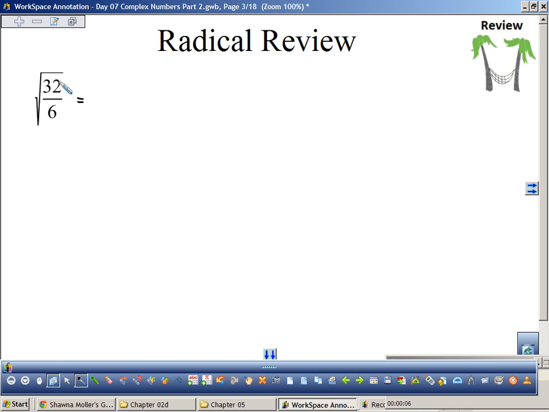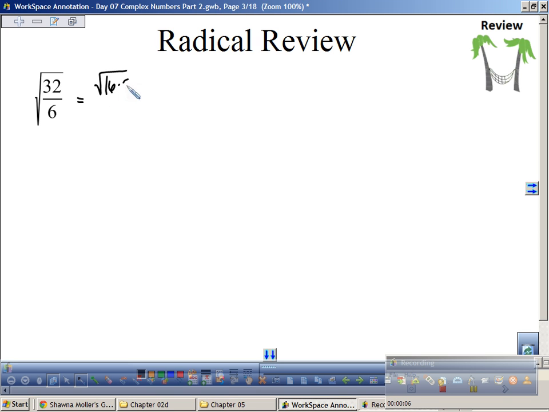So I could simplify this by splitting it up. Isn't this just 16 times 2 over root 6? What's wrong with this? Excellent. That's exactly what I wanted to hear. There can't be a radical in the denominator. So don't I have to multiply by root 6 over root 6?